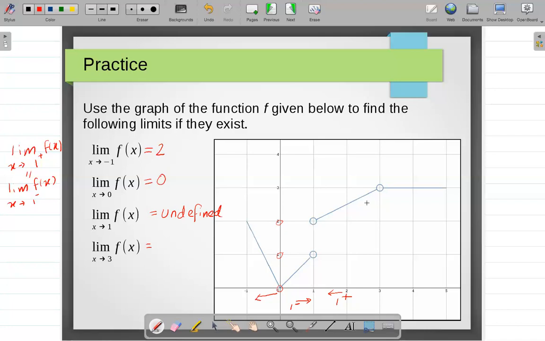Now for 3, it's different, because when x approaches 3 from the left and when x approaches 3 from the right, both of these approach the same point, right? So that's why when x approaches 3, f of x is also 3.